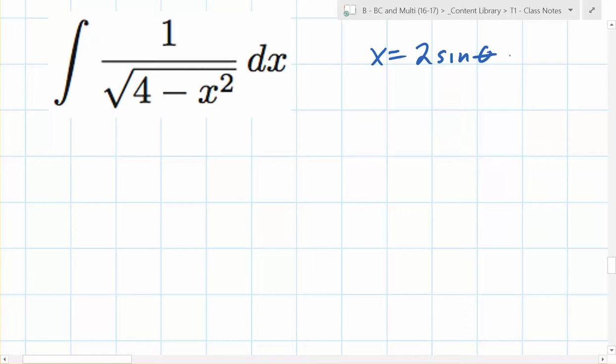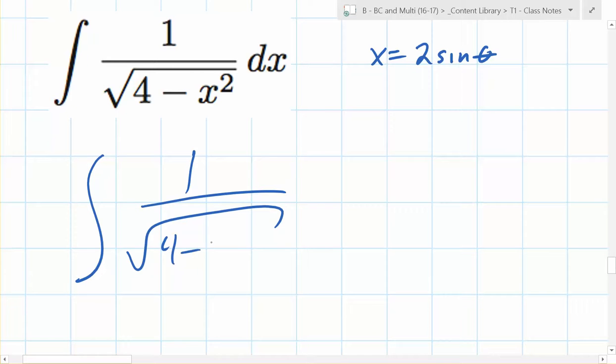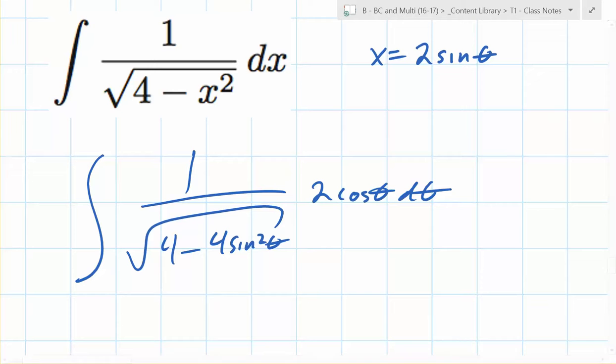What happens if x is 2 sine theta when we do the substitution? What happens? 4 minus what? 4 sine squared theta. And then you still get 2 cosine theta d theta, right? Where did you get the 2 cosine? The derivative. dx is 2 cosine theta d theta. I'm going straight to theta. I didn't want to keep it in x.